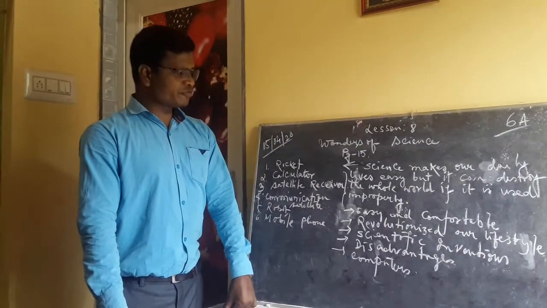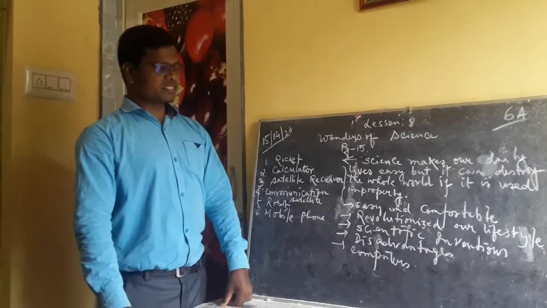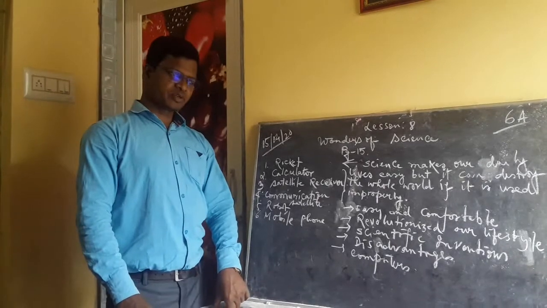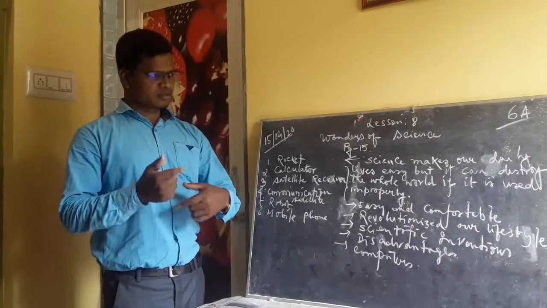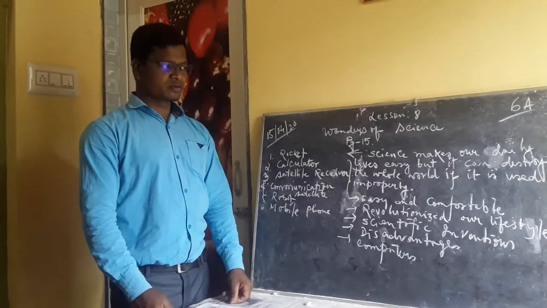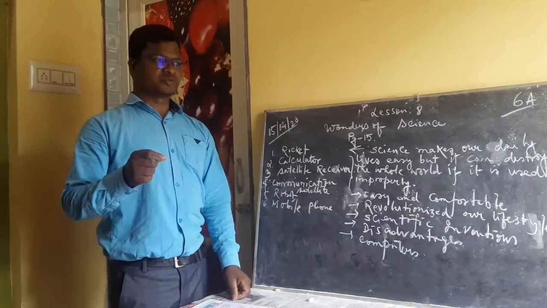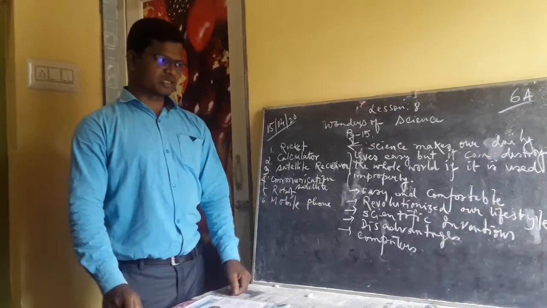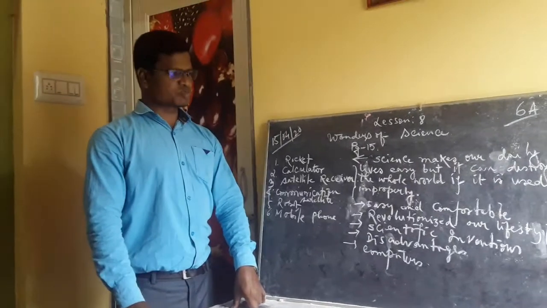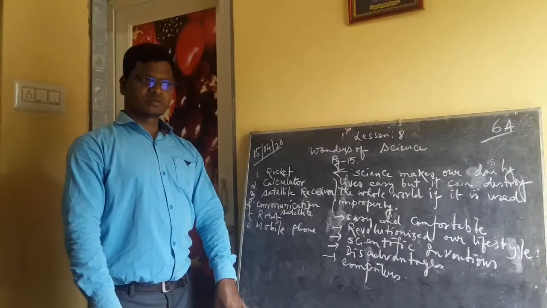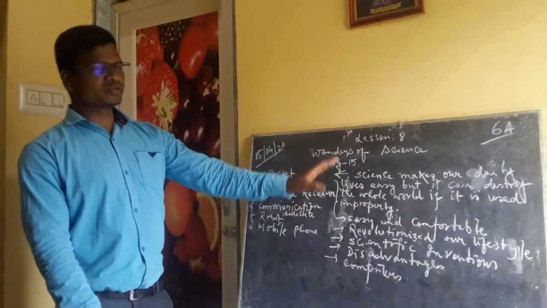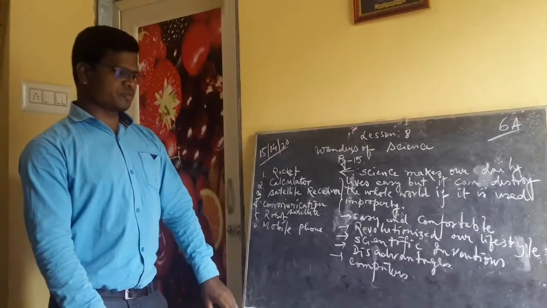Now let us see from here. Science makes our life easy, but it can destroy the whole world if it is used improperly. So science makes our life very comfortable, very easy, but we must remember to use them properly. Otherwise, the whole world is going to be destroyed just because of this. Maybe just because of our negligence, the whole world can be destroyed by us.